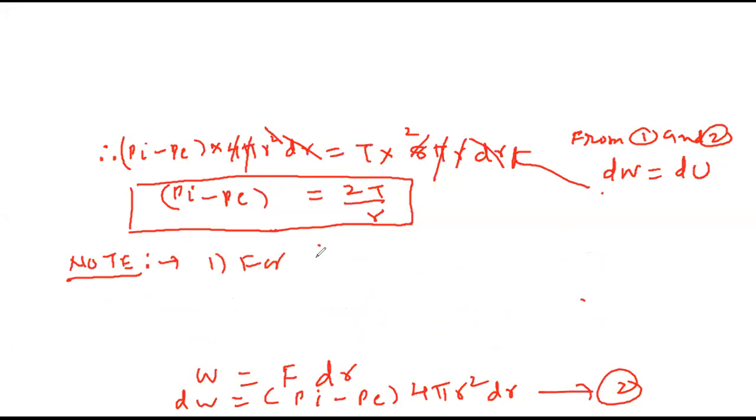For liquid, if it is not a drop but a bubble, just remember we have to multiply by 2, so it is 4T by R for a bubble.